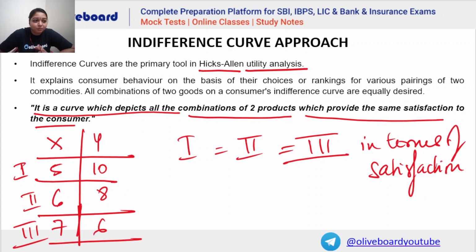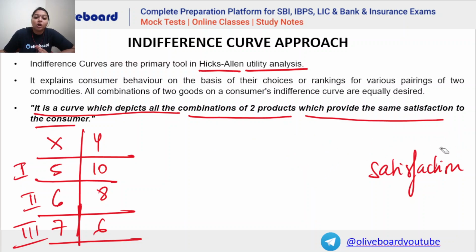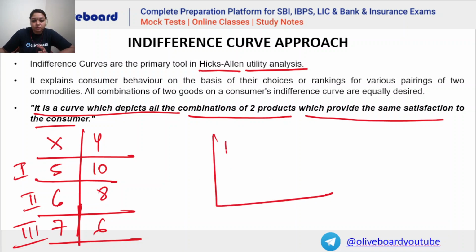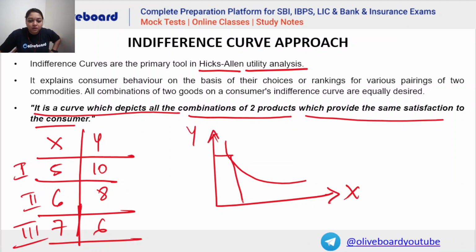So when these bundles are graphed, by taking the quantity of one commodity on the x-axis and the quantity of another commodity on the y-axis, we get something known as an indifference curve. Your indifference curve will be something like this. Here we take x, here we take y. All the 3 bundles will be present on the indifference curve.